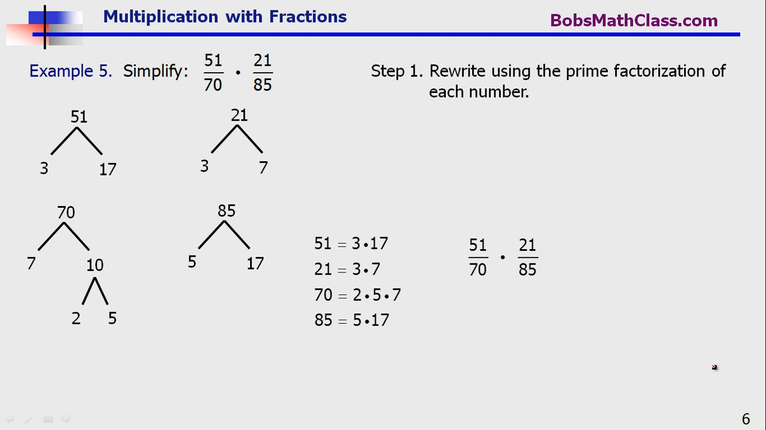Okay, so now what we're going to do is rewrite each numerator and denominator with its prime factorization. So in place of the 51, you're going to replace that with 3 times 17. In place of the 21, 3 times 7. In place of the 70, 2 times 5 times 7. And in place of the 85, 5 times 17.